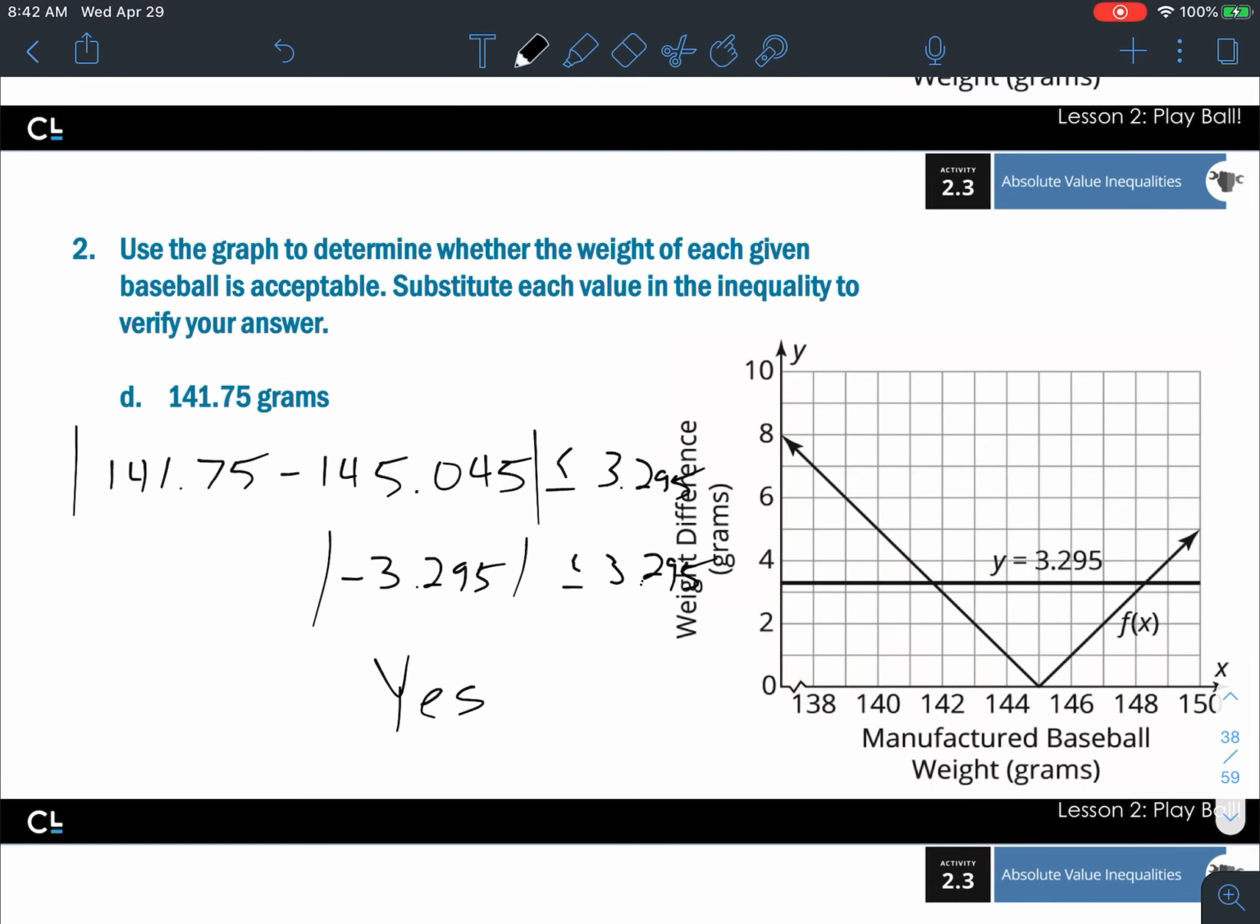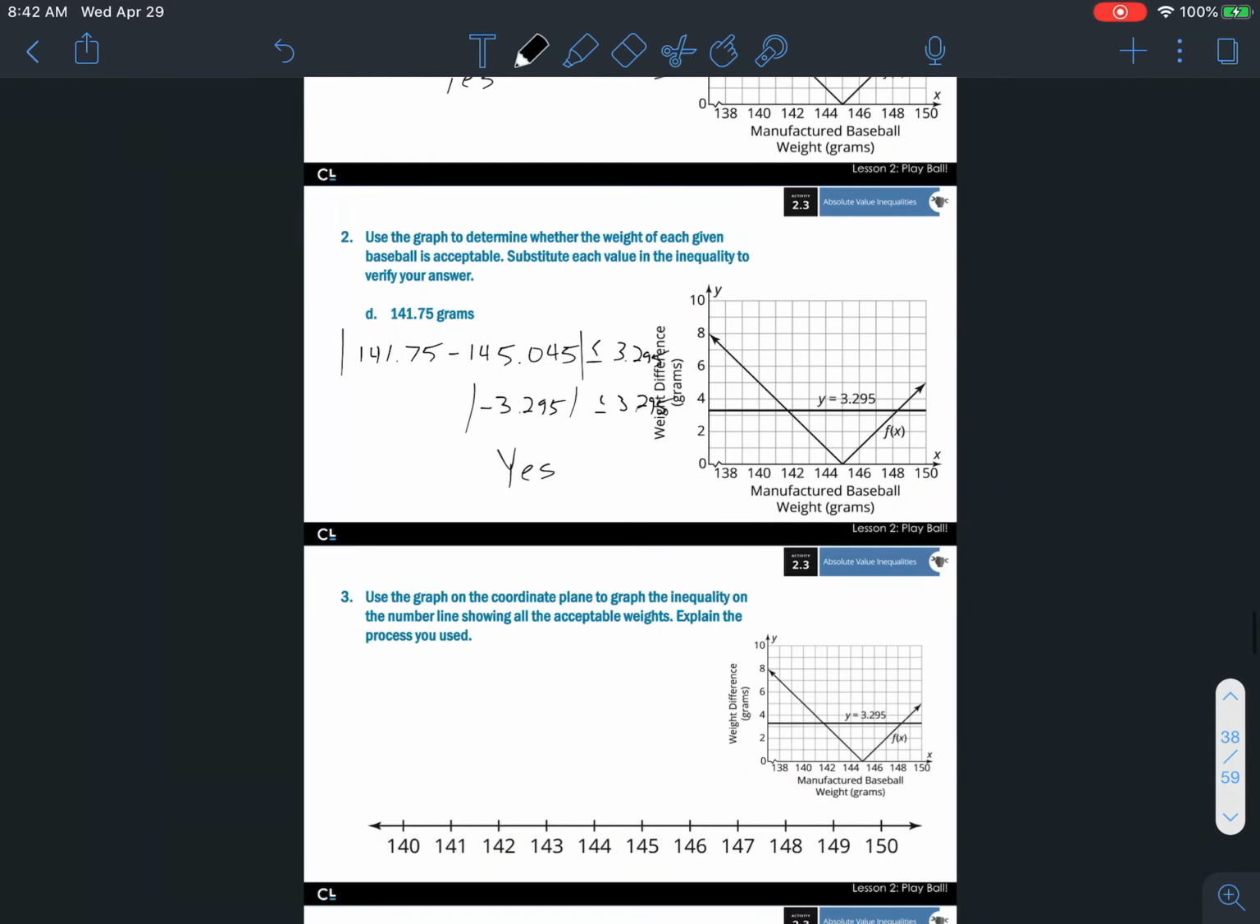That is where we're going to stop for today. Tomorrow we'll pick up with problem 3 and keep going on.